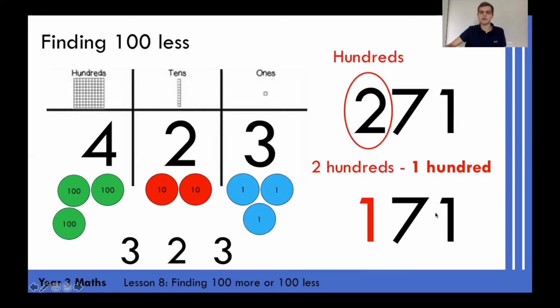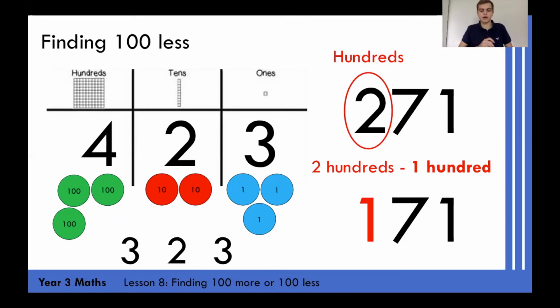Yeah, well done. It gives me 100. So my answer is 171 because here I had 200s. I want to find 100 less. So I'm going to take 1 away and I'm left with 100. So 171. Well done. Fantastic.